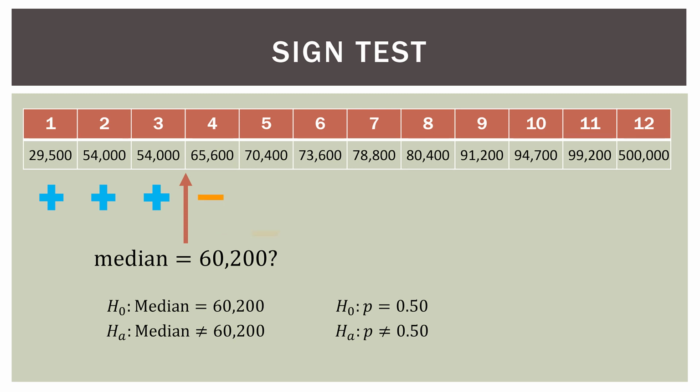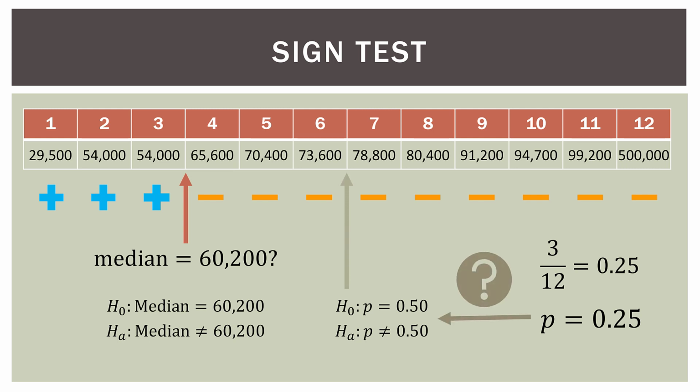Now, what we do in the sign test is we put plus signs next to each observation that is below our hypothesized median. And then we put negative signs on every observation that is above our hypothesized median. So it looks like this. Now, we have 3 out of 12 observations that have plus signs. So that is 0.25 or 1/4 of our data set. So that's our proportion. Now, the hypothesis for the median is that it's 0.5 or half.